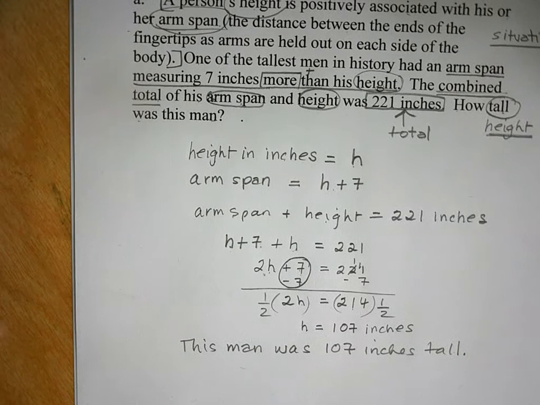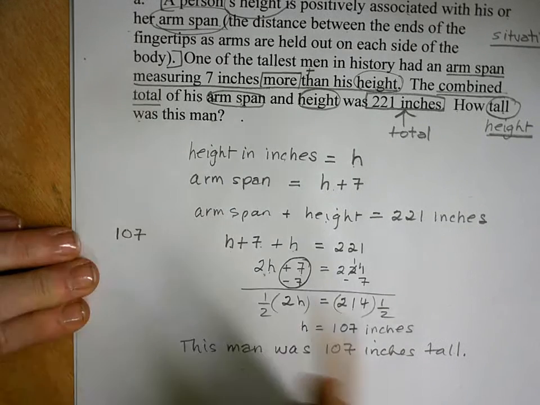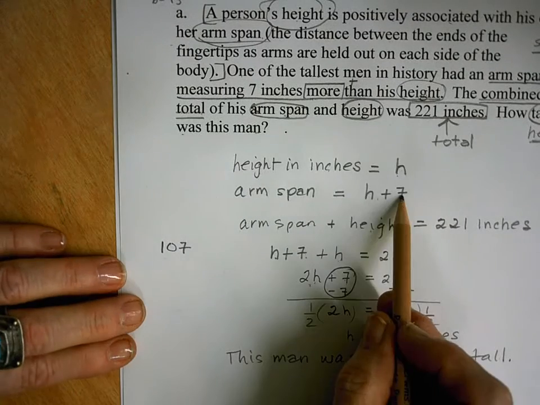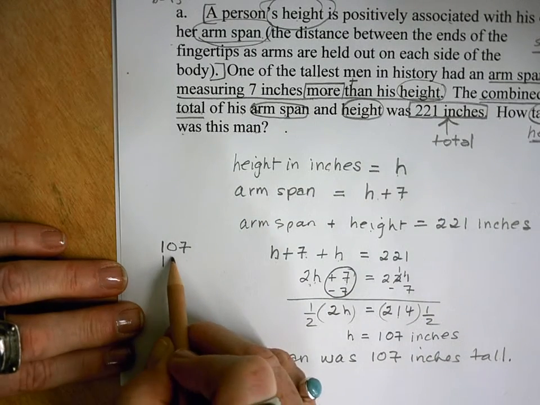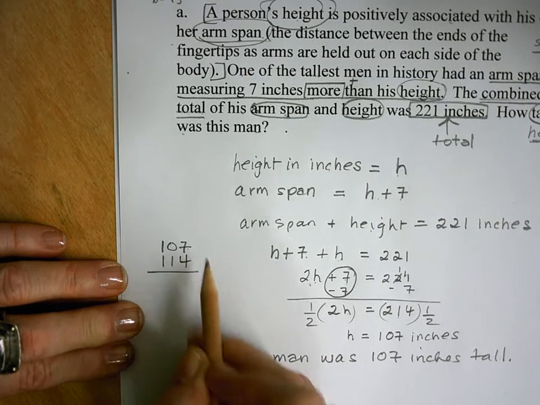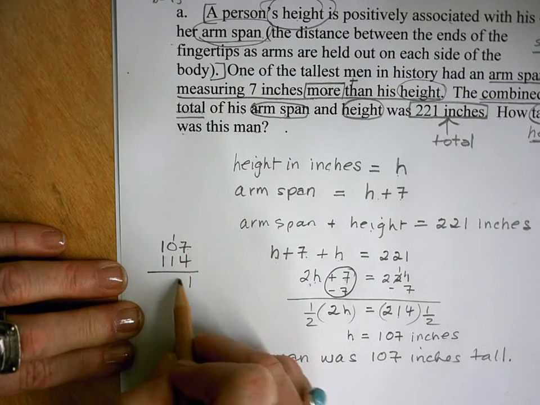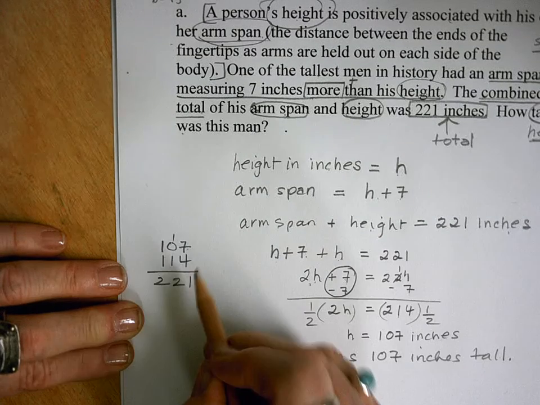I do want to check this, however. So I have, let's see, he was 107 in his height. His arm span was his height plus 7 inches, so that would be 114. That's adding 7 to that. And that would give me 221 inches total, which matches, so it checks.